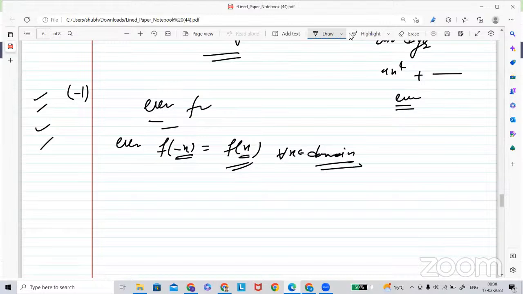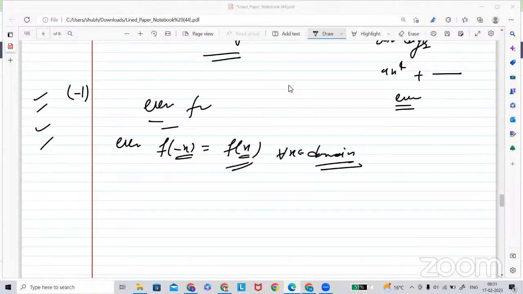In general, the very simple rule is: wherever you see the x in the function, just replace that x by -x. After calculating, check whether it is the same function you saw earlier. If it is exactly the same, it is even. If a minus sign is coming out as common, and within the bracket it is exactly the same function, with the minus outside, this is an odd function.